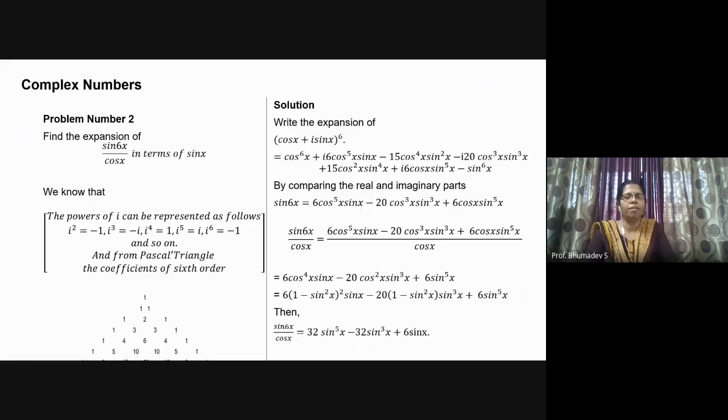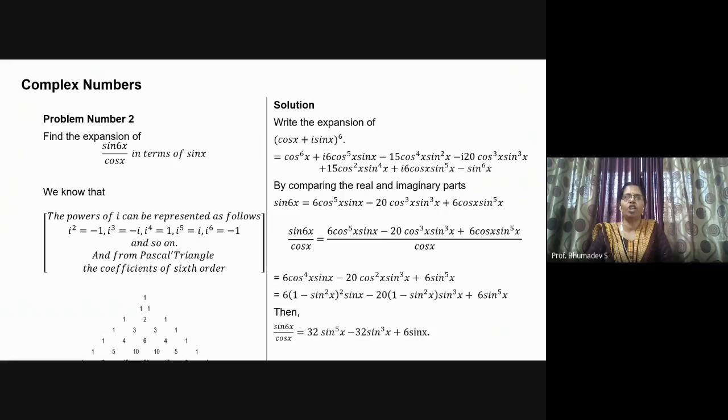The second problem, again they are asking us to find the expansion of sin 6x upon cos x in terms of sin. They are asking us to write down the expansion. Since the highest order in this case, you can observe, is 6, we need to write the Pascal's triangle till the 6th order. The corresponding coefficients of 6th order will be 1, 6, 15, 20, 15, 6 and 1. And the corresponding powers of i you can write down: i square is minus 1, i cube is minus i, i to the power of 4 is 1, i to the power of 5 is i, and i to the power of 6 is minus 1.